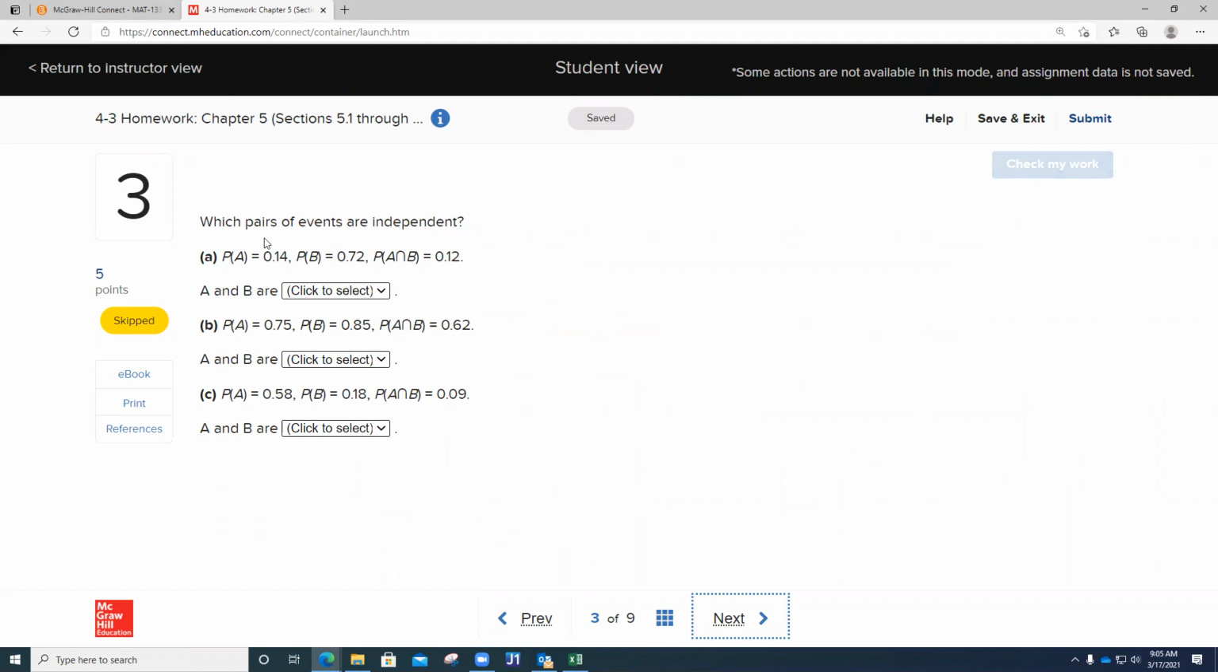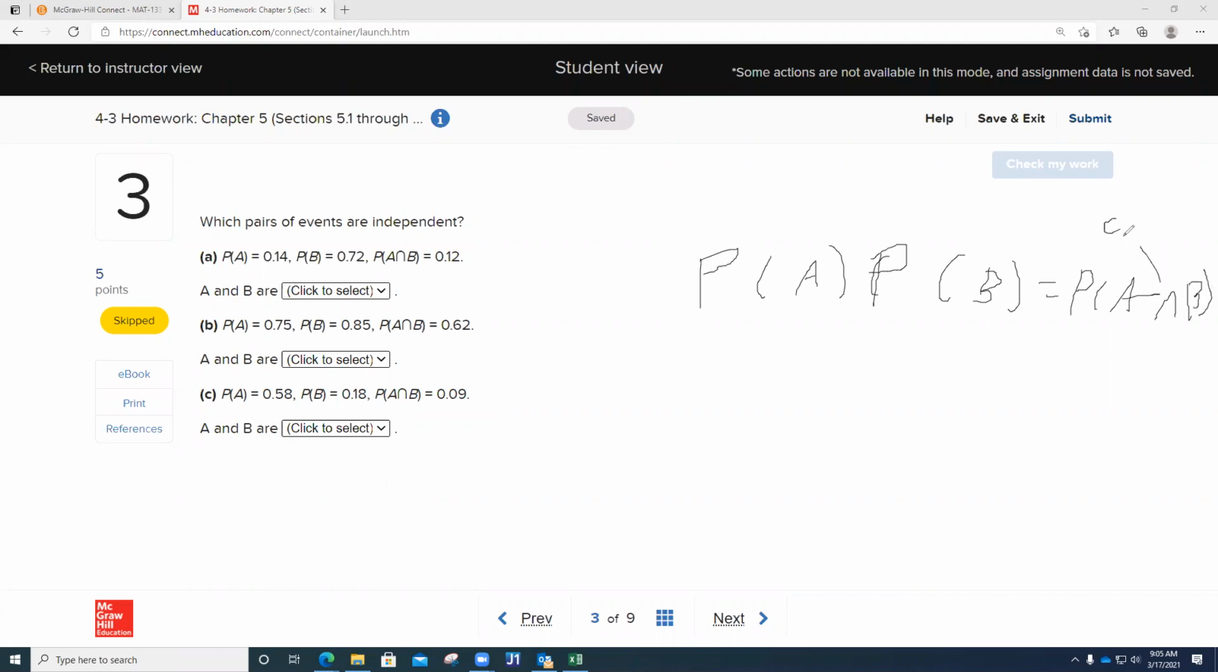All right. Which pairs of events are independent? So the rule of independence from my reading is the probability of A times the probability of B equals the probability of A and B. That little upside down U is the symbol for and.